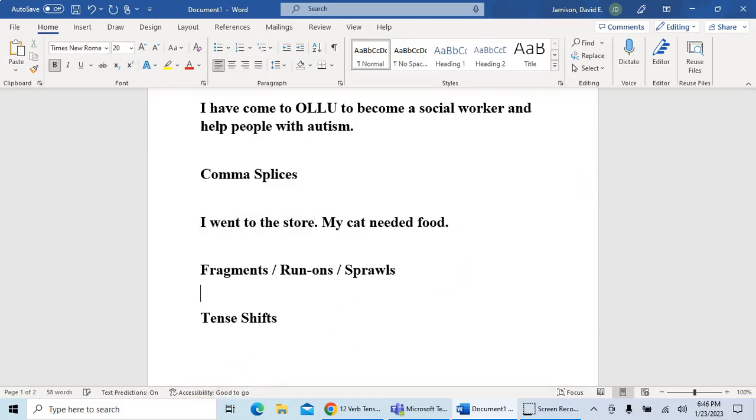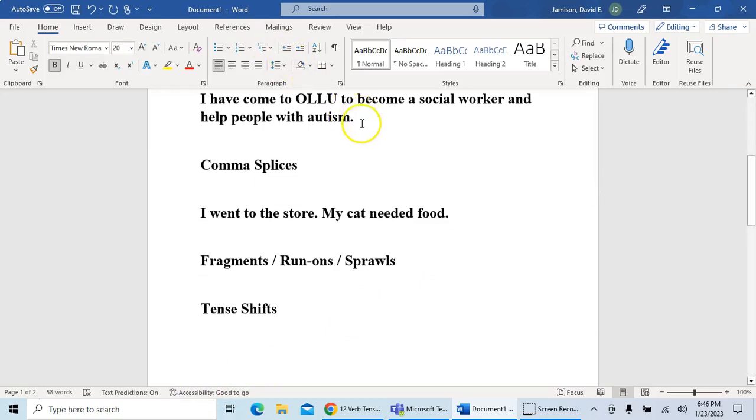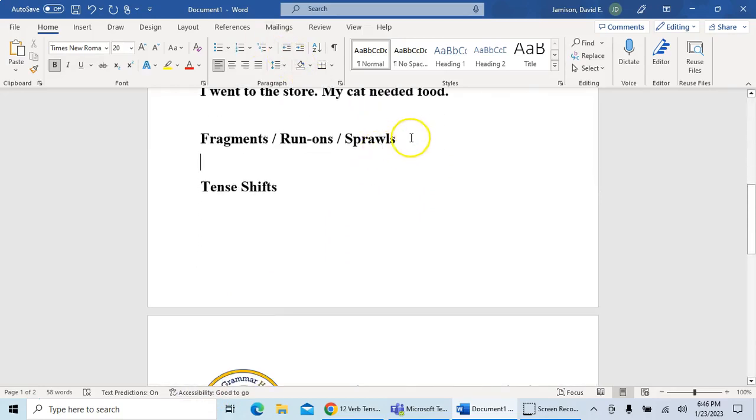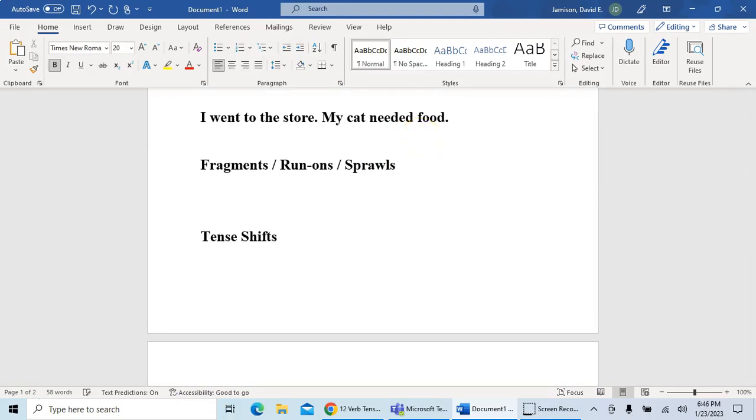Next one here, fragments, sprawls, and run-ons. These are problems that every freshman I've ever worked with has had a little bit. Fragments, there's three different kinds of fragments. You're just missing one of those three things that I just talked about. You're either missing a subject, you're missing a predicate, or you don't have a complete thought.